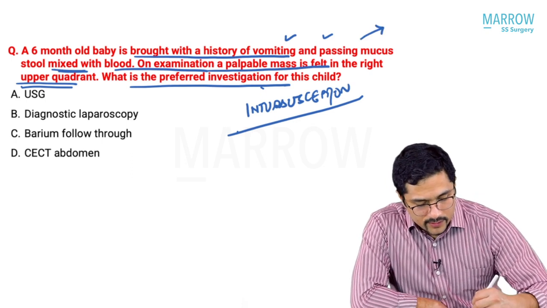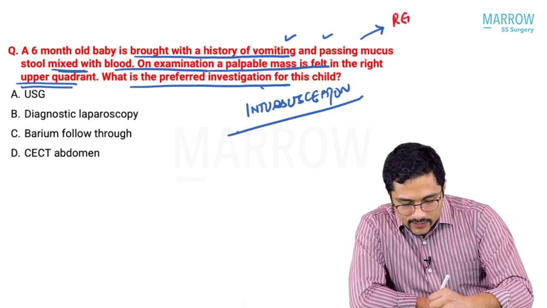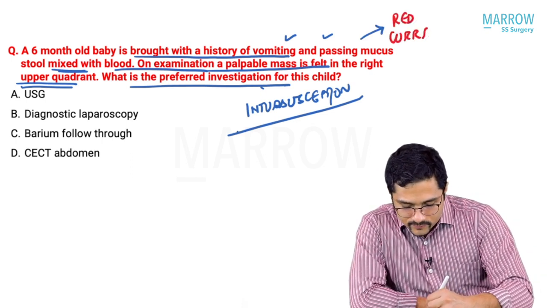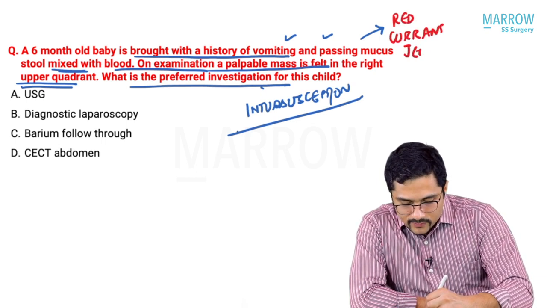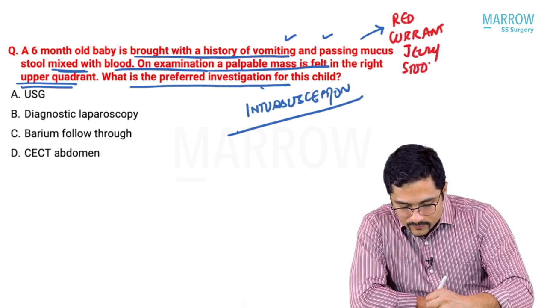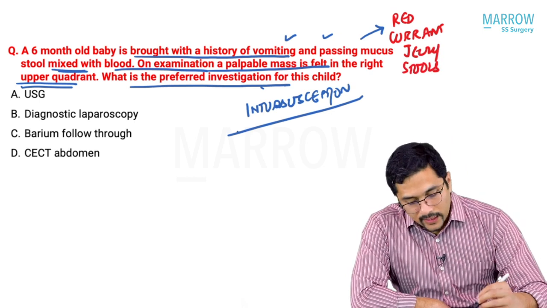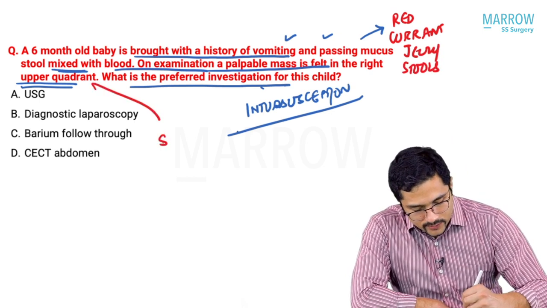Mucus mixed with blood is known as red currant jelly stools. And the mass being felt in the right upper quadrant is known as the sign of Dance.